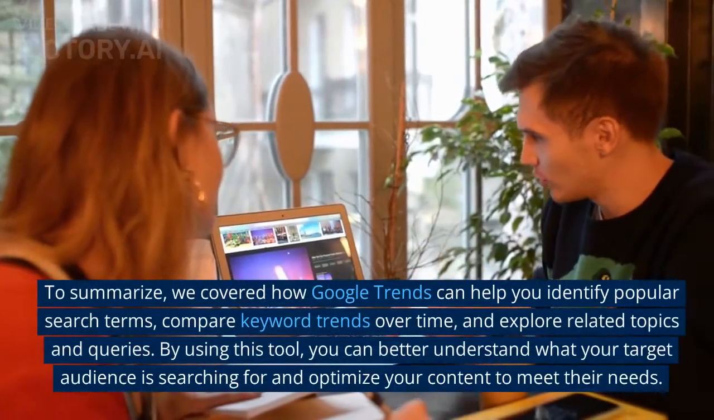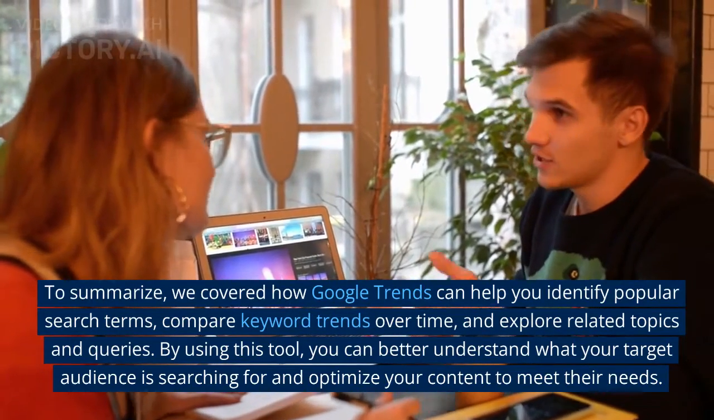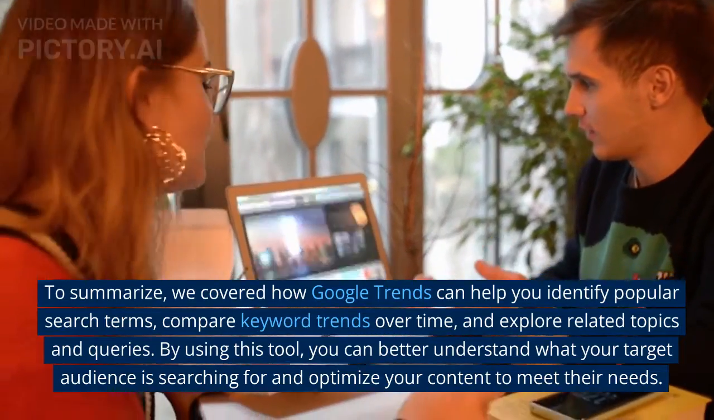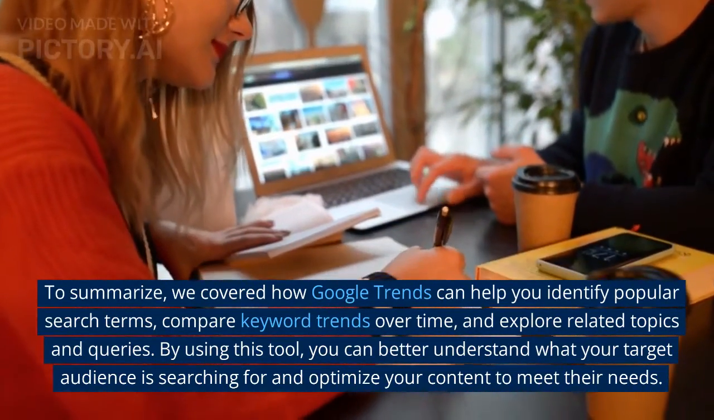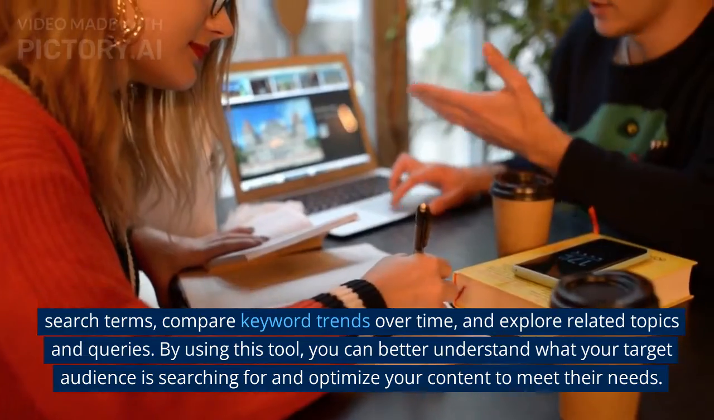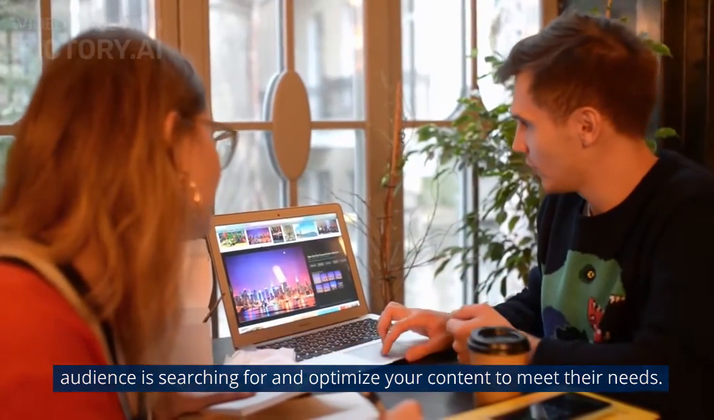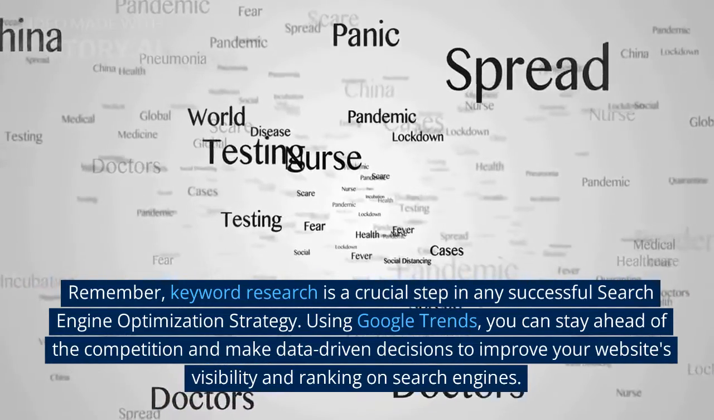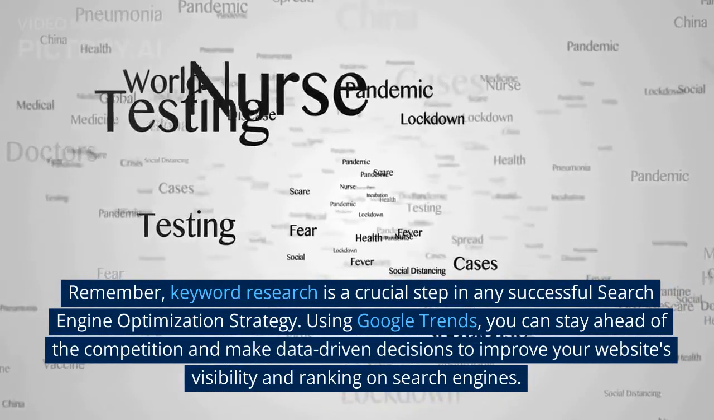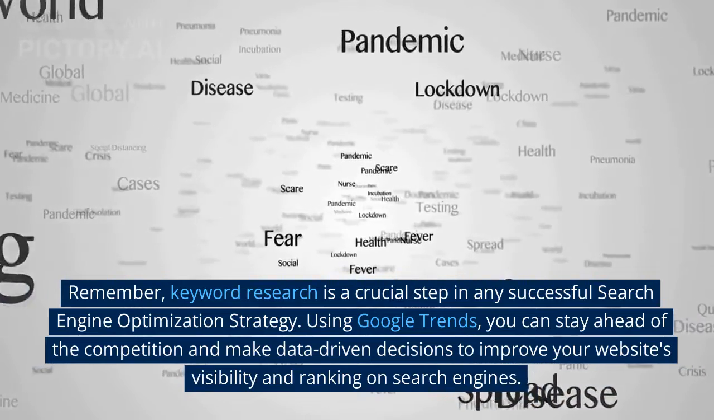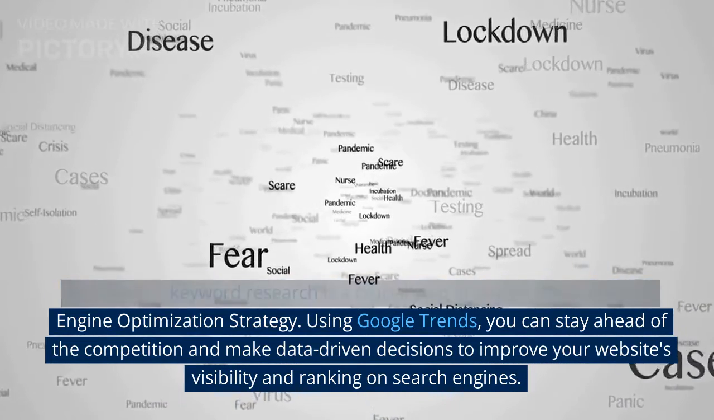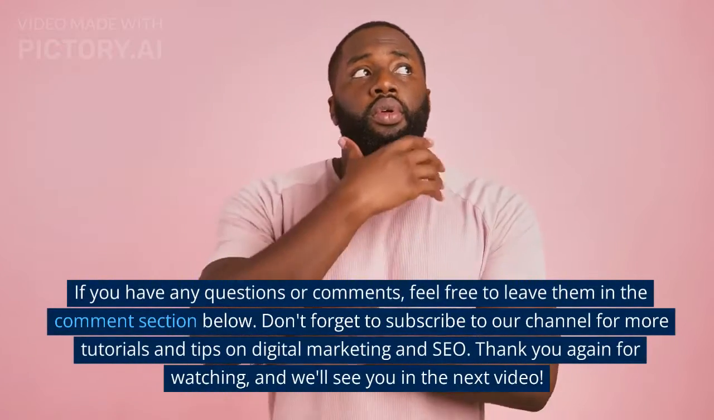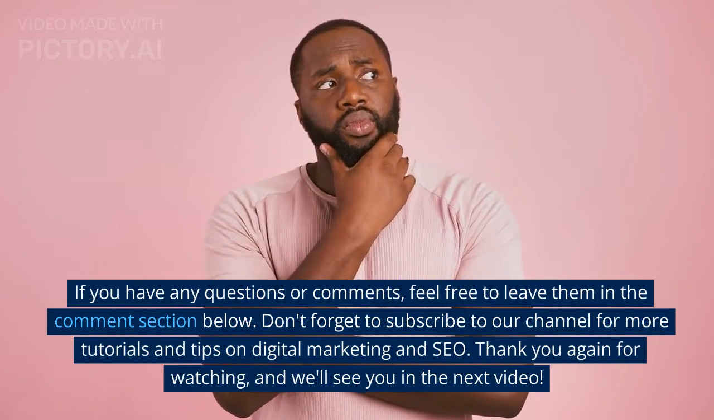To summarize, we covered how Google Trends can help you identify popular search terms, compare keyword trends over time, and explore related topics and queries. By using this tool, you can better understand what your target audience is searching for and optimize your content to meet their needs. Remember, keyword research is a crucial step in any successful search engine optimization strategy. Using Google Trends, you can stay ahead of the competition and make data-driven decisions to improve your website's visibility and ranking on search engines.